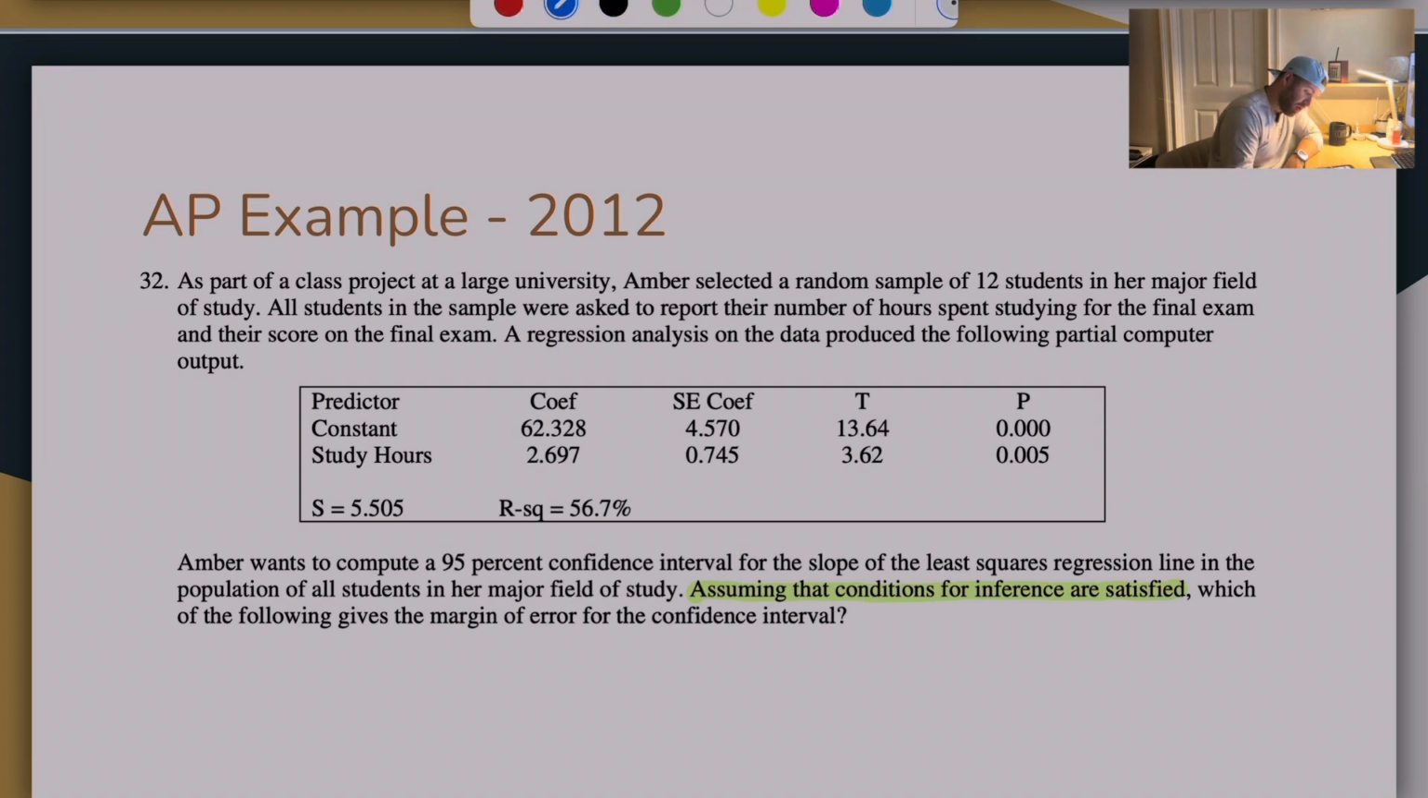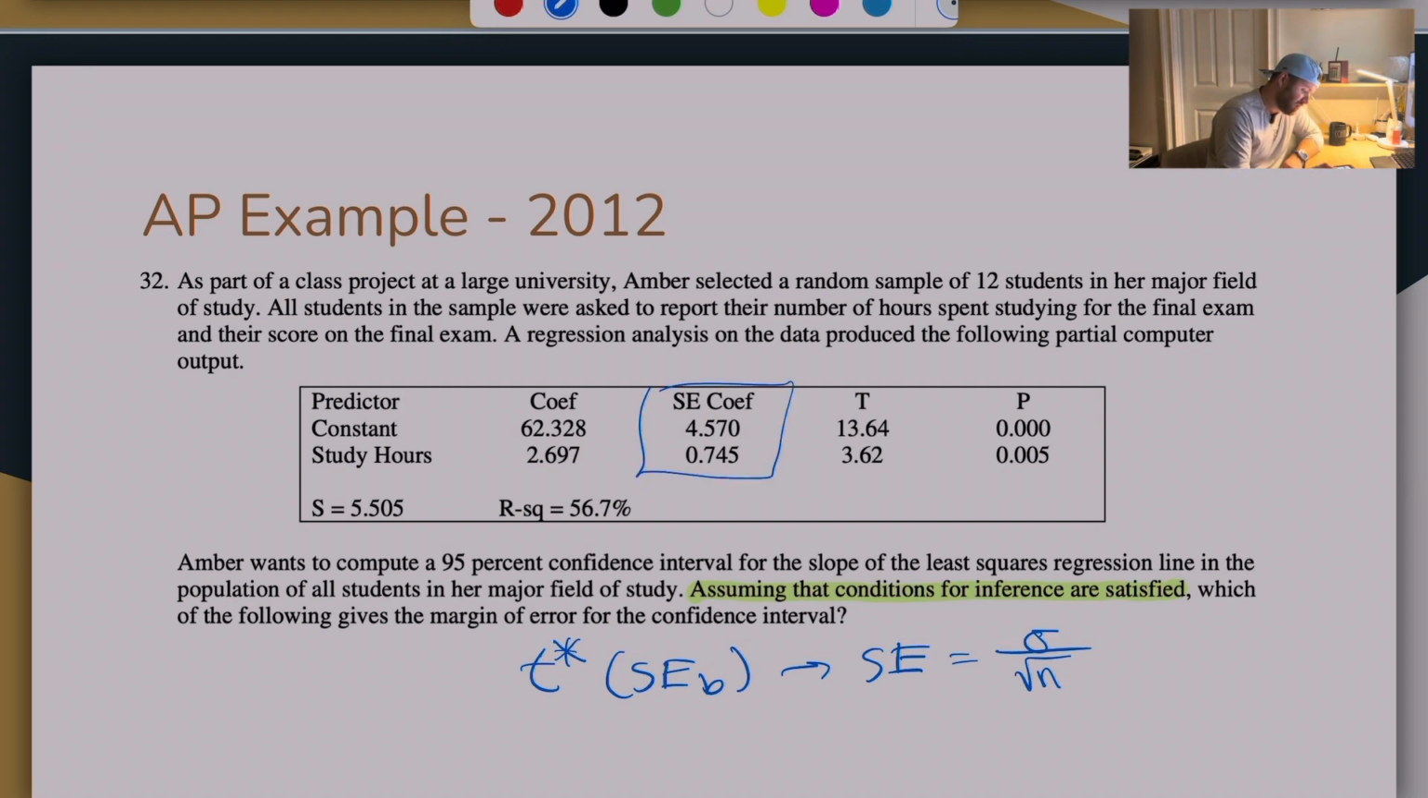Here, the margin of error would be the t-critical value times the standard error of the slope. One thing that's important about the standard error of the slope: standard error is equal to your standard deviation divided by the square root of n. So when I'm looking at this column of standard error, that's already divided by the square root of 12. I don't need to do it again.